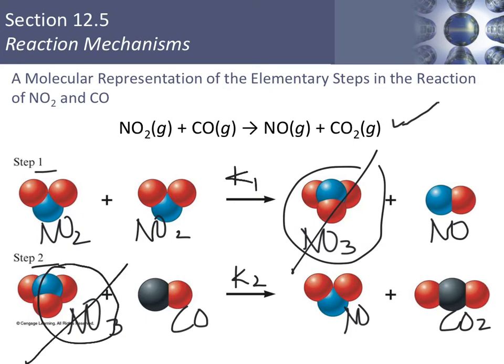If you take a look at what's left, we've got two NO2s on the reactant side, and then on the product side, we've got one NO. Let's make that a 2 there. And we could cancel out one of those, and everything that's left now appears in the overall balanced chemical equation. So the sum of the two steps is giving us the overall reaction. We need that for our mechanism. When we add the elementary steps together, we should get the overall balanced chemical equation.